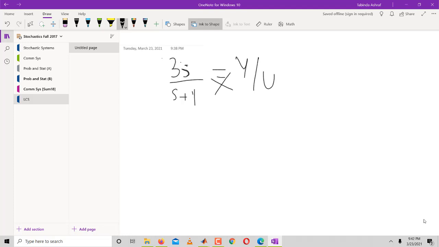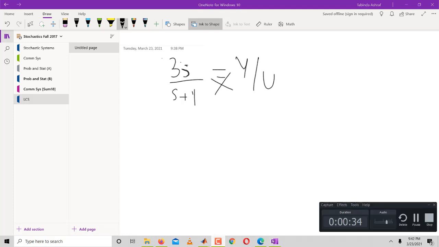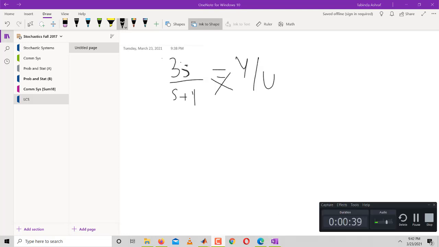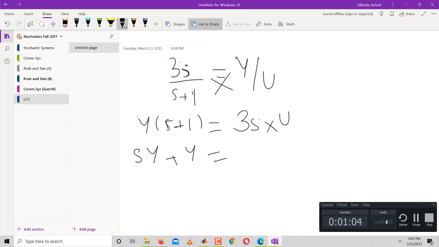We have to cross multiply these two, and once we cross multiply them, we will have y multiplied with s plus 1 equals 3s multiplied by u, right? So u is input and y is output. If we multiply these terms, it will be s into y plus y once, and 3s into u.